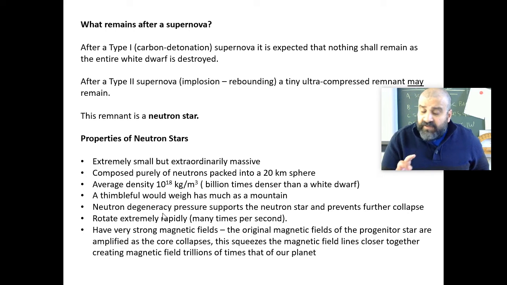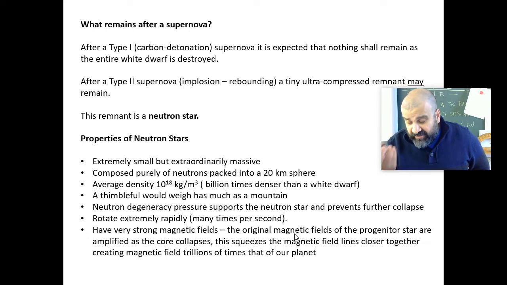Okay? And what we know about neutron stars is they're spinning super fast, many times per second, and they have very strong magnetic fields. Right? So essentially, if we read here, the original magnetic fields of the progenitor star, the star that came before it, are all condensed into this tiny neutron star, so they are amplified as the core collapses. So these magnetic field lines are compressed closer and closer, right? So they become much more intense.